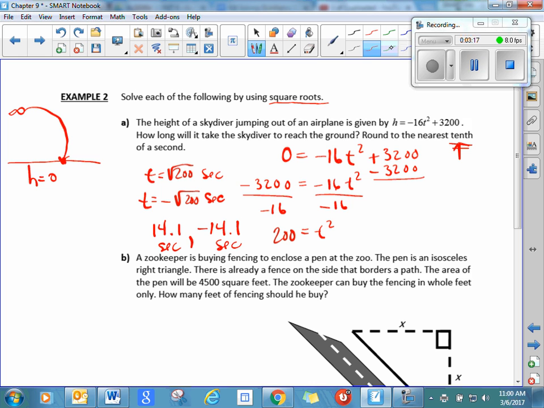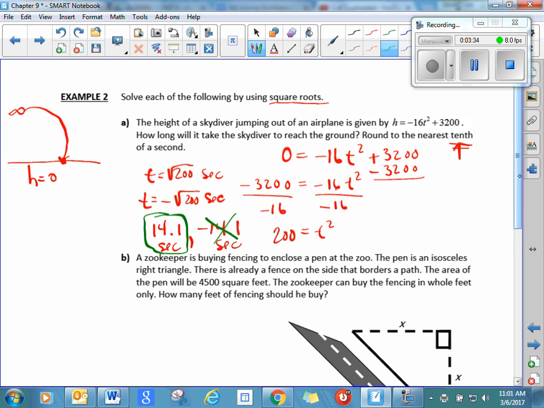Well, you need to throw out this answer. Mathematically, this is one of our solutions, but within the context of this word problem, there are no negative seconds. So our answer is this guy right here. One answer that makes sense for our word problem.